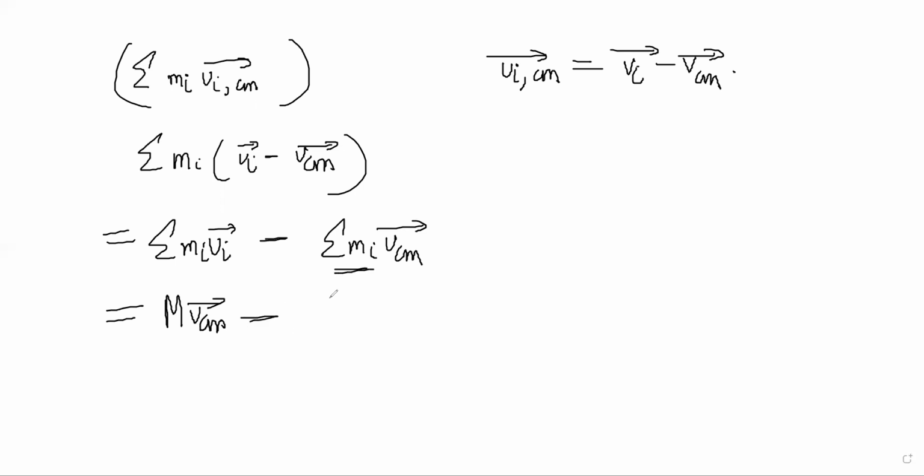And what is this? Because this is constant, this is capital M. You understand? So this becomes 0, no? This third term becomes 0.